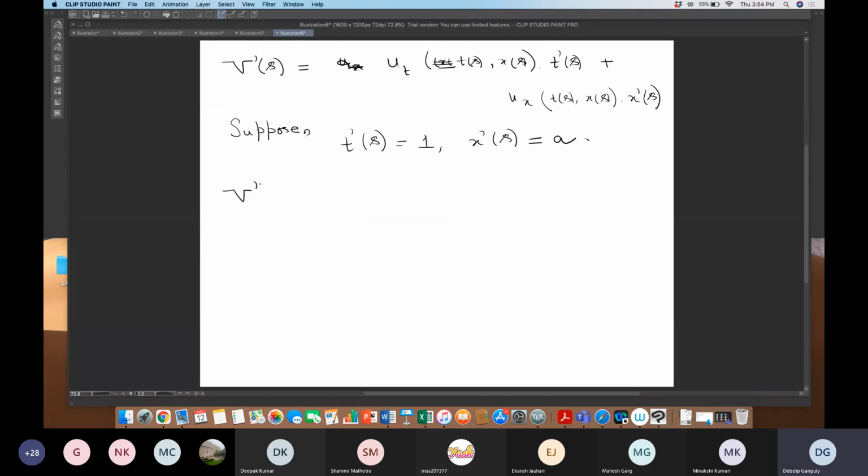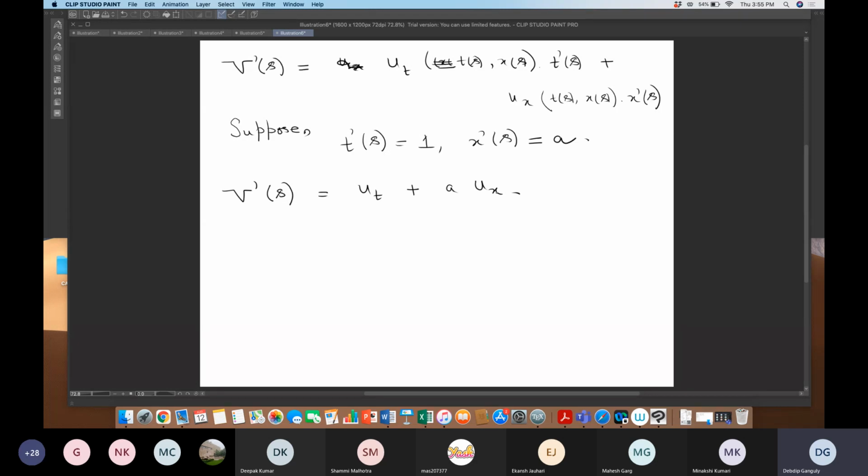What do we have? V prime of S, suppose I put this: UT at the point (T(S), X(S)), I am not writing it, plus A times UX. Yes or no? If I suppose T prime of S equals 1 and X prime of S equals A, then V prime of S is UT times 1 plus UX times A, which is the equation, and U solves the equation.